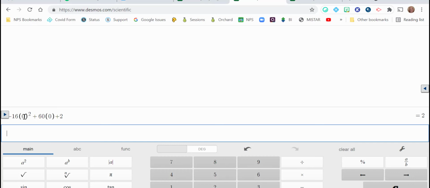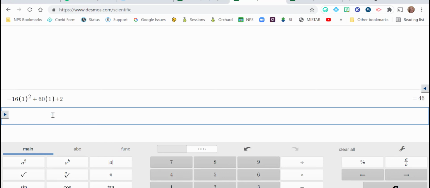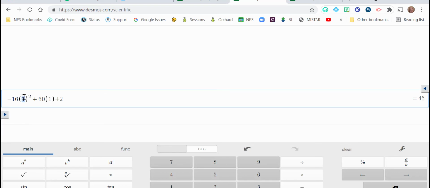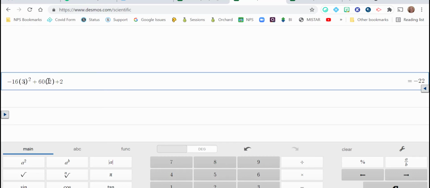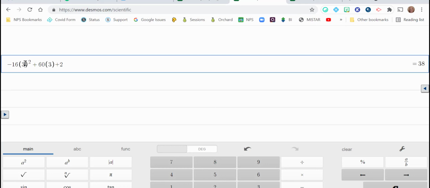Now the next one I need to do is 1. So what I'm going to do is highlight here. My answer there is 46. Now I'm going to do 2. Change my 1 to 2. I love Desmos. This thing rocks. And so that is 58. Next, I'm going to change it to 3. That answer is 38. That's interesting. My numbers are going down. I wonder what that means.